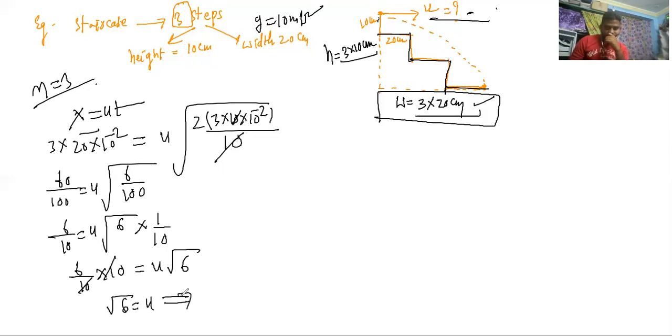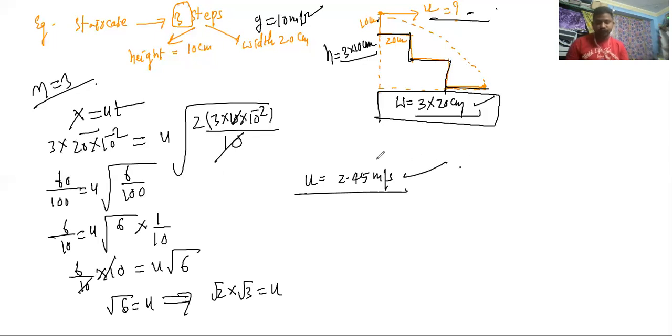This I can also write as root 2 into root 3, which is equal to u. And you know the value of root 2 into root 3. Okay. So you'll get u as 2.45 meters per second. That's it. This is about horizontal projectile motion. Clear?